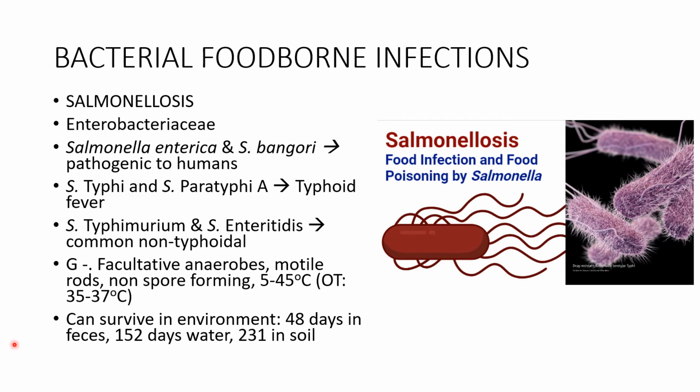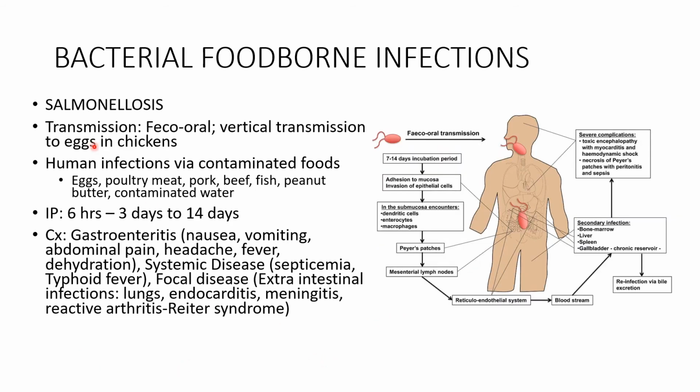So they can survive in the environment for prolonged periods: 48 days in feces, 152 days in water, and 231 days in the soil. So of course, transmission is fecal-oral, or it may be vertical, as in vertical transmission in chickens, so from the hen to the chick. That's why the egg is an important food that is often involved in salmonellosis.